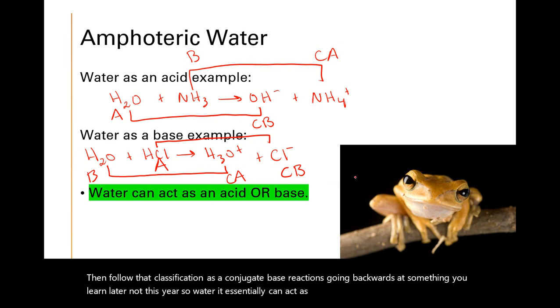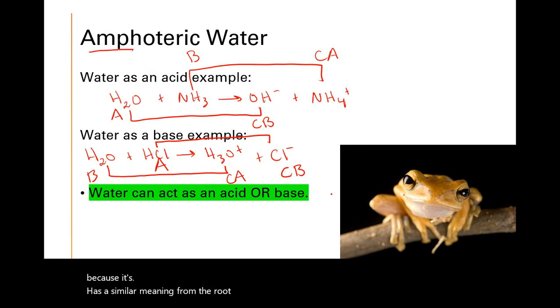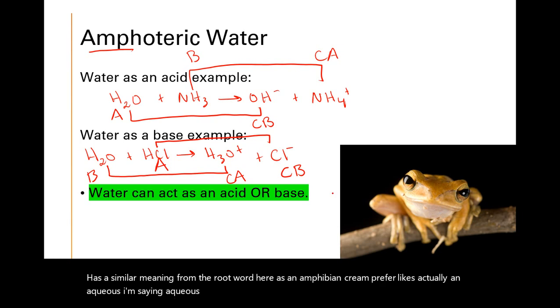I put a cute little frog here because it has a similar meaning from the root word here, as an amphibian can prefer, or likes actually, an aquatic or terrestrial environment. Water can act both as a base and as an acid, hence the name amphoteric.